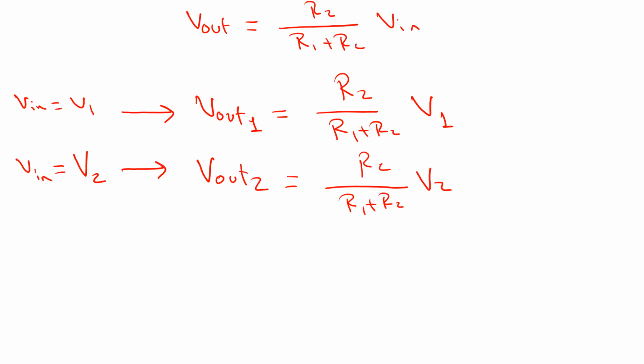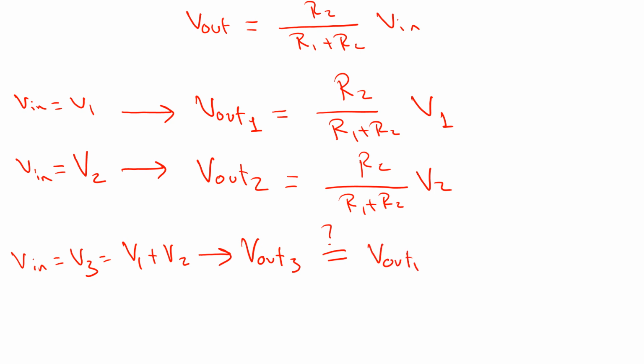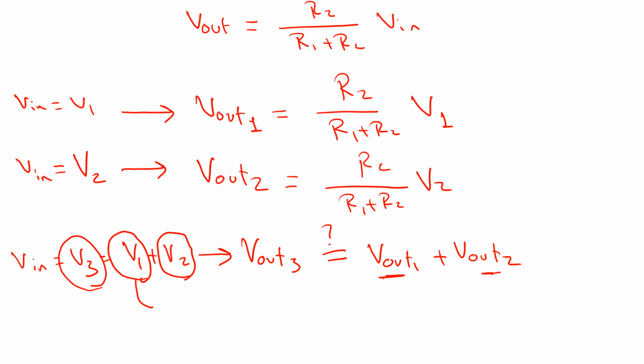Now we have a new input V3, but this V3 is special because we supply it as a superposition of V1 and V2, and we'd like to compute Vout3 and check if this is equal to Vout1 plus Vout2, because here V3 is a combination of V1 and V2. So if the system is linear, the output has to be the same combination of the output coming from source 1 and the output coming from source 2. Okay, we have the equation.